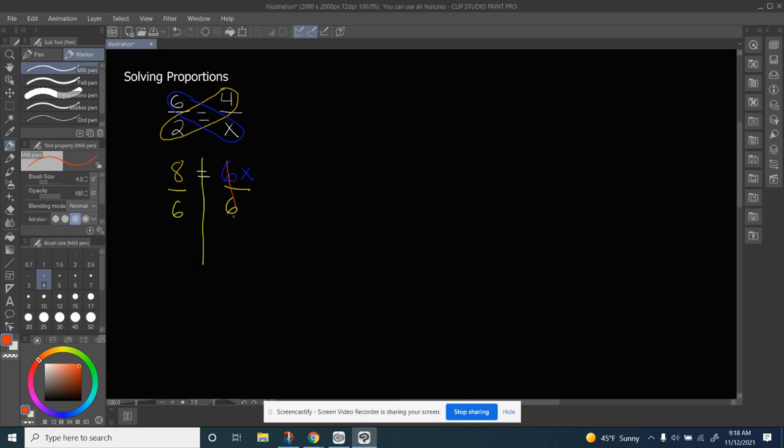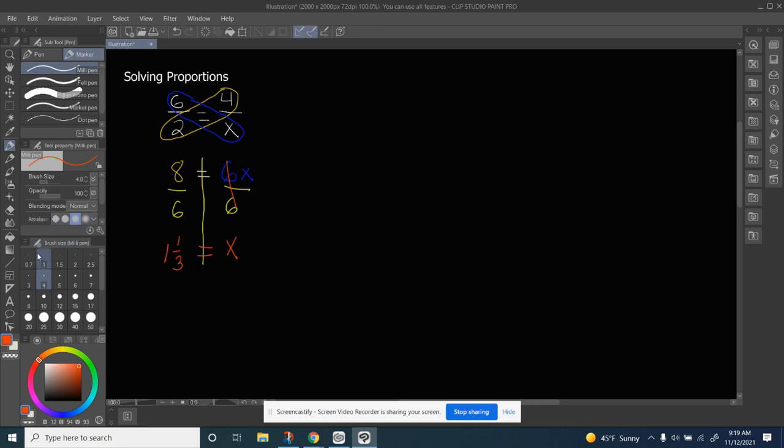These 6's, 6 divided by 6 is 1. 1 times x is x. And that is going to be equal to 8 divided by 6. And 8 divided by 6 would be 1 and 1/3. We could also say 1.3 repeating. That would be perfectly fine as well. So that is the first, and that is the simplest method.